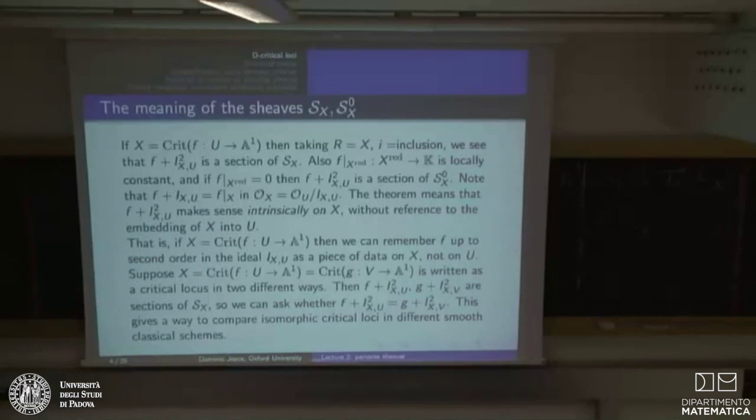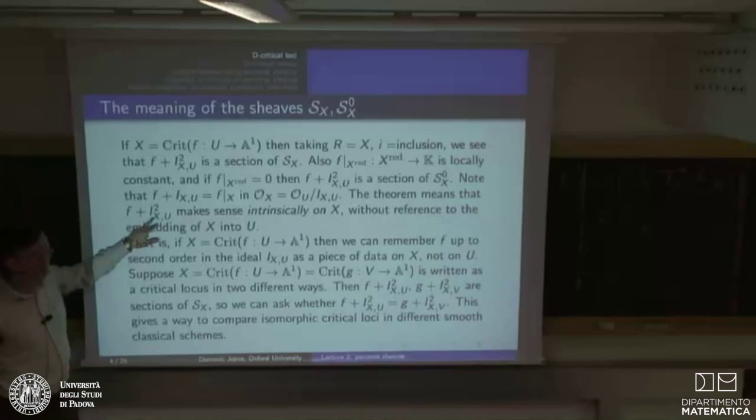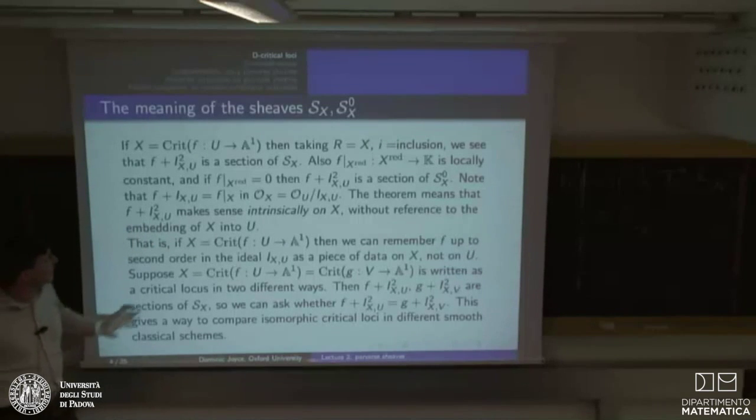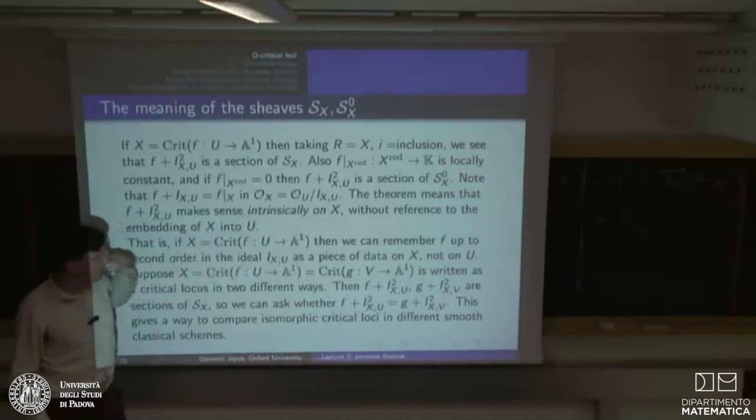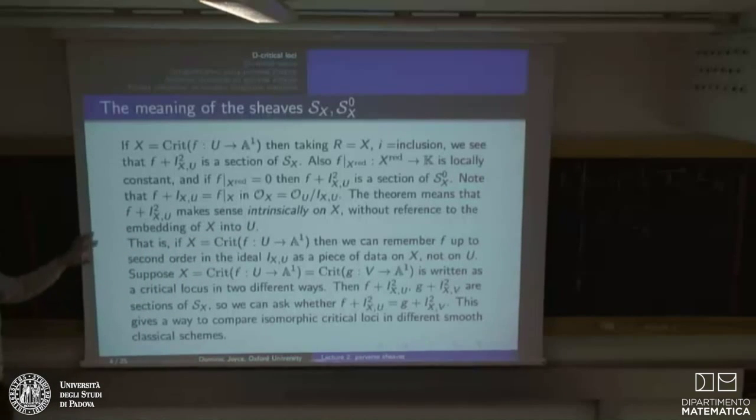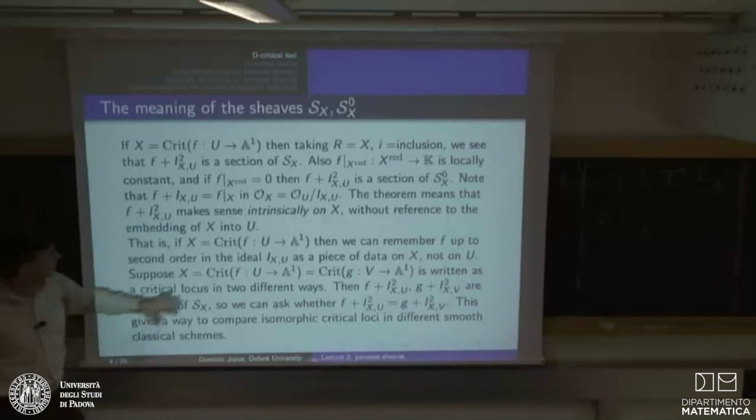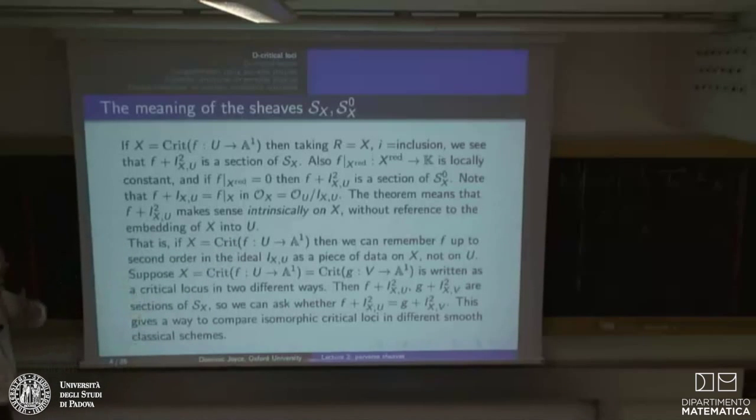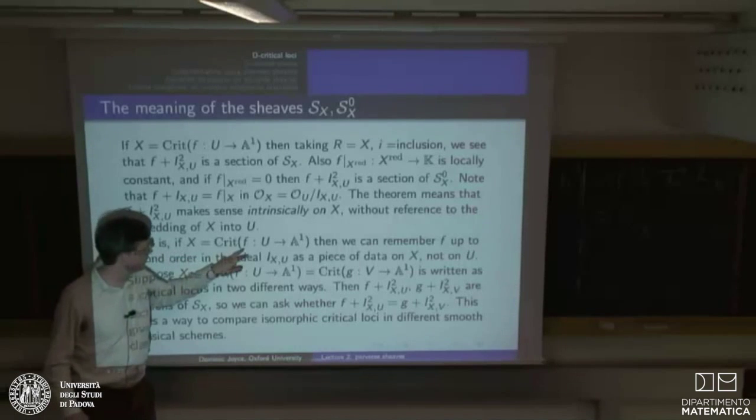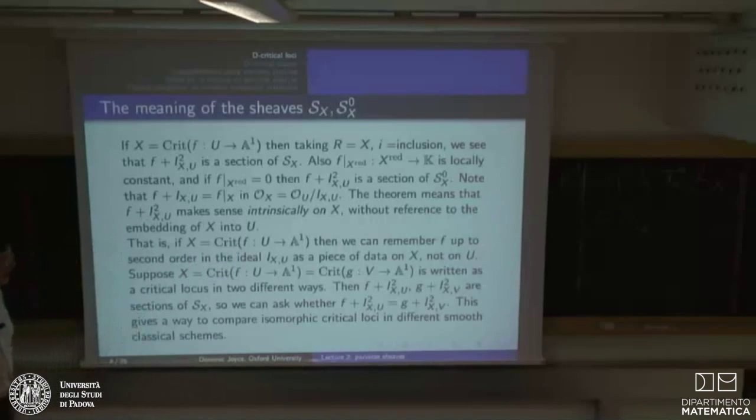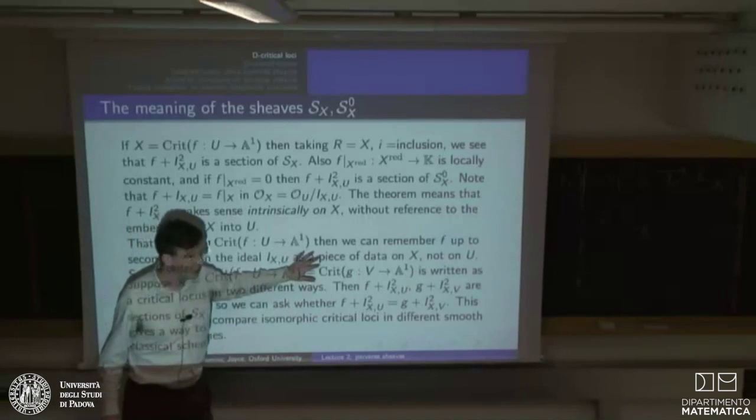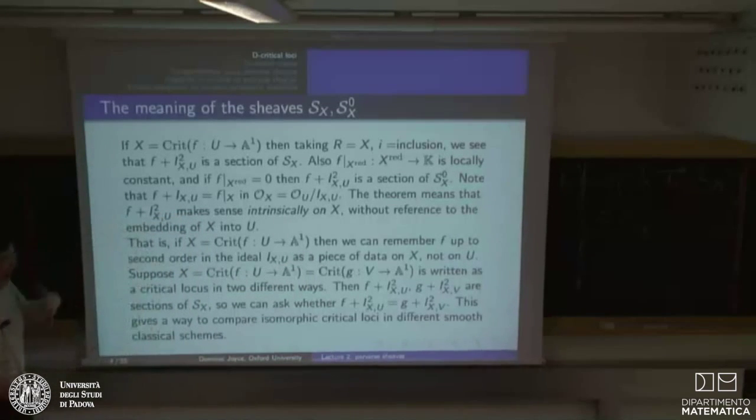So f restricted to X is the obvious thing which makes sense on O_X, because it is just a function on X. So what the theorem tells us is that f plus its ideal squared makes sense intrinsically on X, without any reference to a particular embedding of the scheme X into a smooth scheme U. Okay? So that's surprising. So if X is a critical locus of a function f on U, you can remember f up to second order in the ideal as a piece of data just on X, quite independently of U.